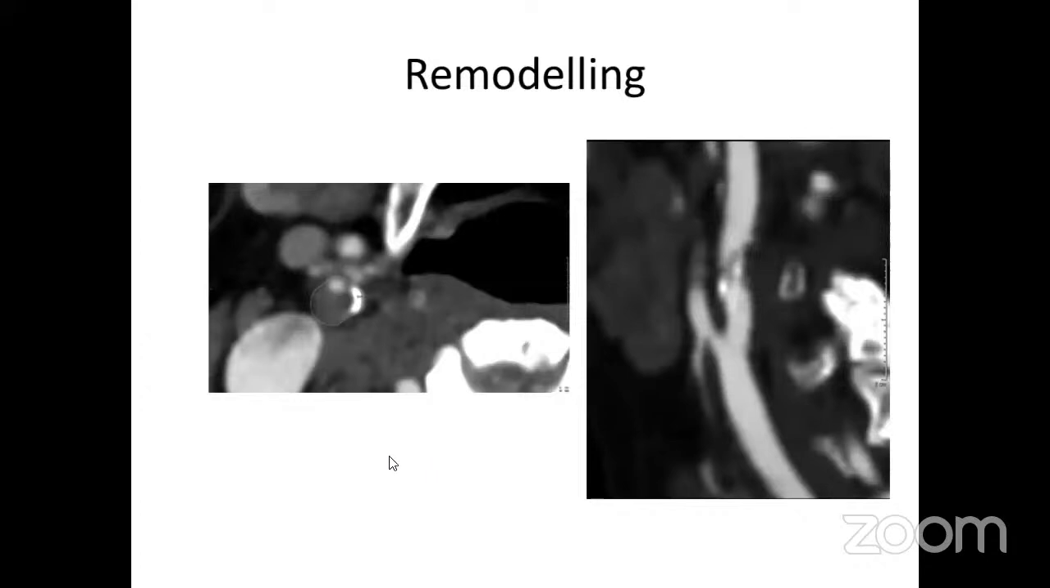Coming to the carotid remodeling. We can see the expansion of the vessel wall, which indicates remodeling. And the expansile remodeling is a risk factor for plaque rupture.